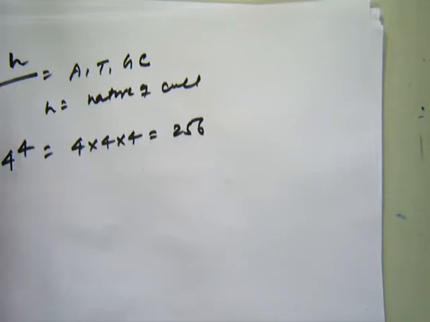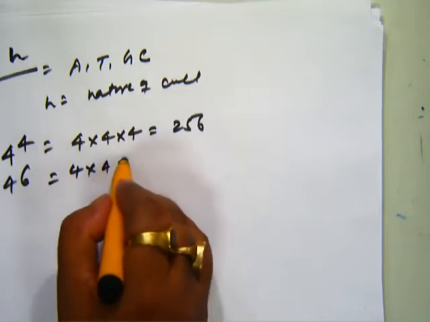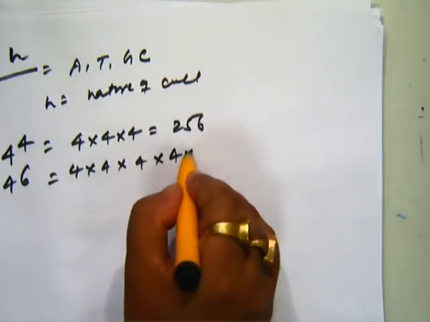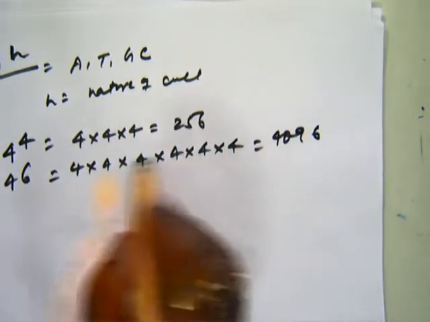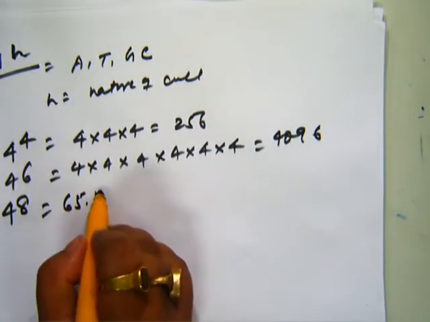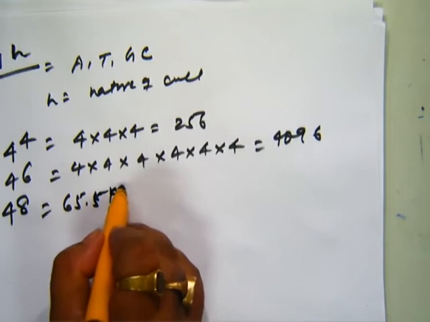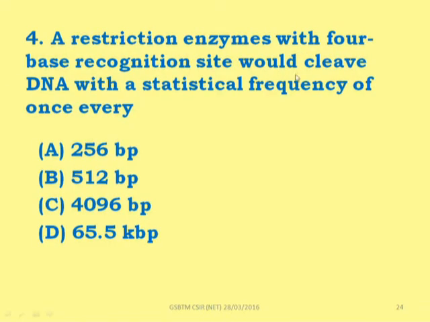If these are hexacutters, then the formula will be 4 to the power 6. So this will be 4 into 4 into 4 into 4 into 4 into 4, and this will be 4096. If we talk about an octacutter, 4 to the power 8, this will be approximately 65.5 kb. So according to the question, a restriction enzyme with a 4 base recognition site would cleave DNA with a statistical frequency of once every 256 base pair.